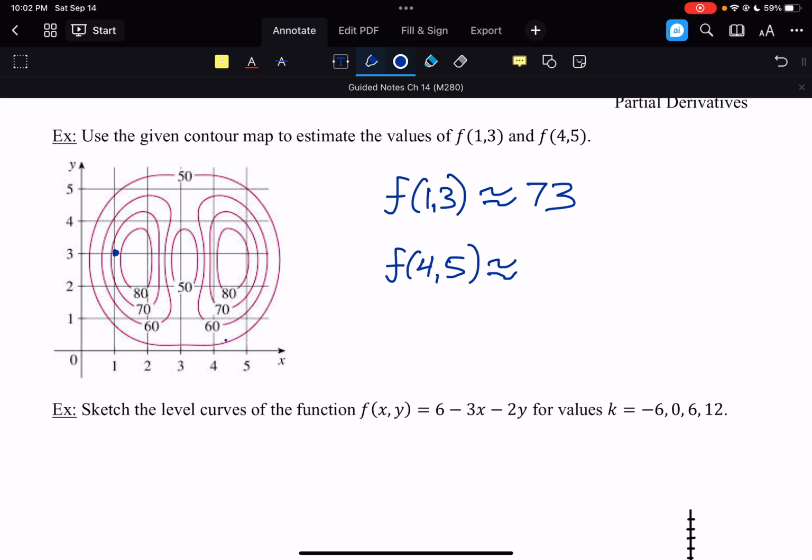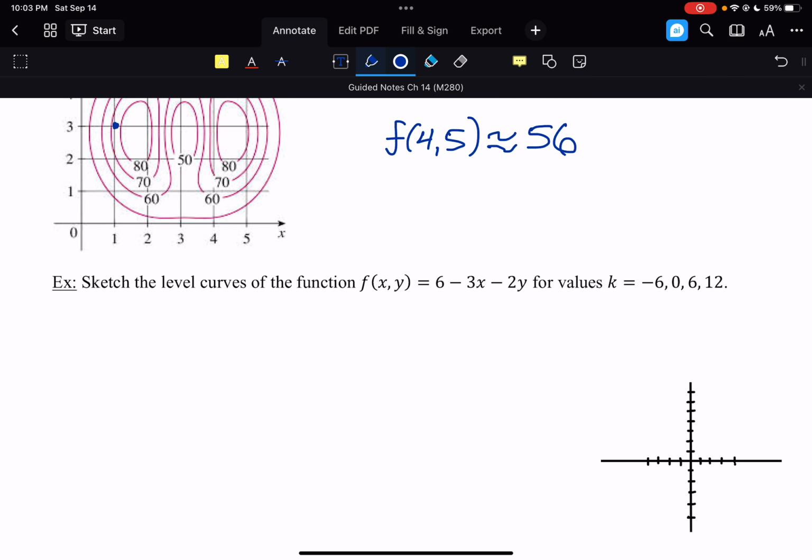And then the other one, f of 4, 5. So we go up here. We're between the 50 contour and the 60 contour. It looks like maybe slightly closer to 60. So we'll say maybe like 56, just a little bit more than halfway to 60 from 50. Okay. So we can read things like height. We can read things like slope, the steepness, right? The slope is going to be much steeper in these sections, right? And much more shallow in these sections where we're going wide distances between the contours.